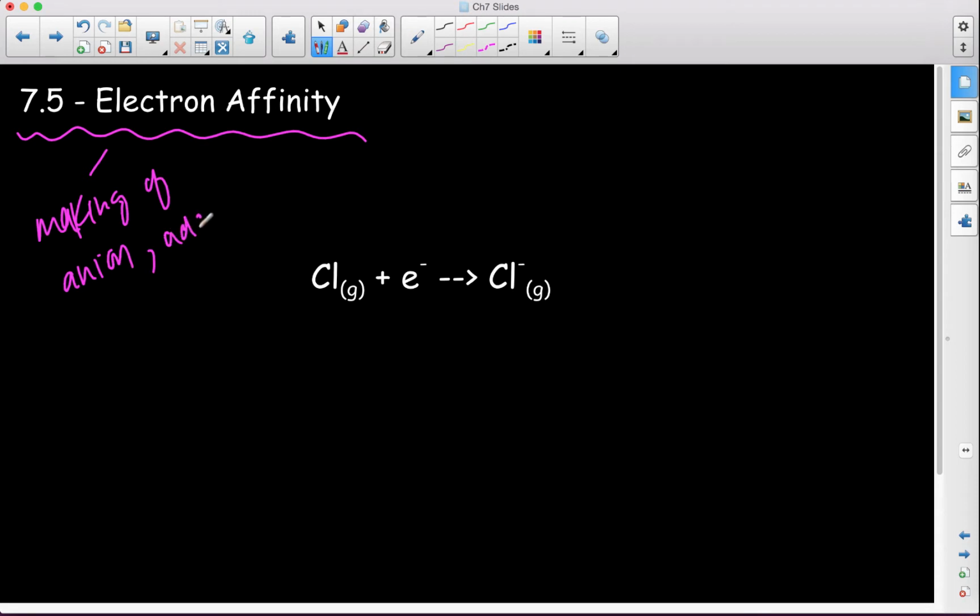Meaning we are talking about adding electrons to, again, a gaseous species, okay? Now, by definition, electron affinity is the energy change associated with the addition of an electron to a gaseous atom, okay? The energy change associated with the addition of an electron, so addition of an electron to a gaseous species to form an anion, okay? Now, things to be mindful of.